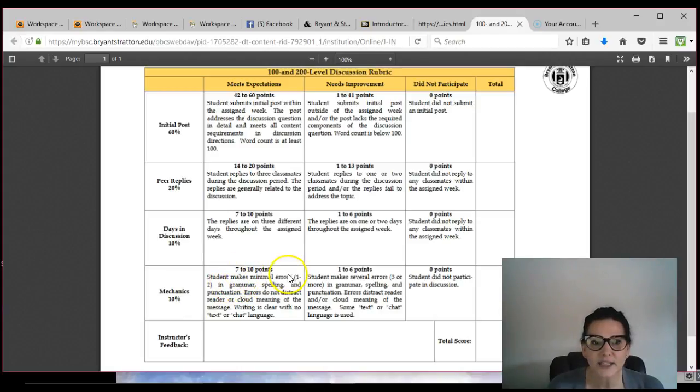Mechanics. To get 7 to 10 points, make 1 to 2 errors in grammar, spelling, punctuation. What I'm seeing right now is just carelessness with capitalizing the word I, the letter I. Use spell check, use Grammarly, make them your friends. So please, everyone, aim to do this. Well, that didn't work, now did it? Look at the meets expectations column. Strive to meet everything in this column.